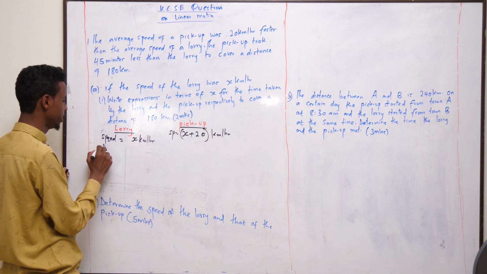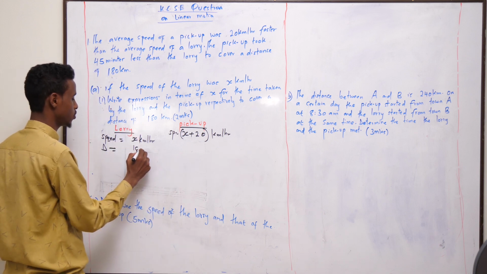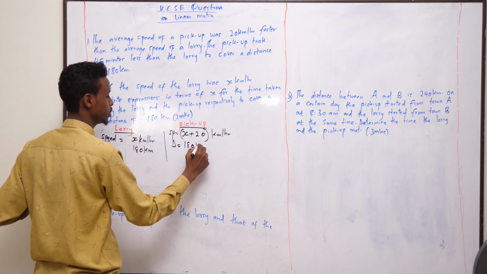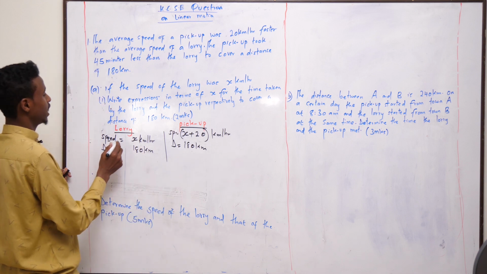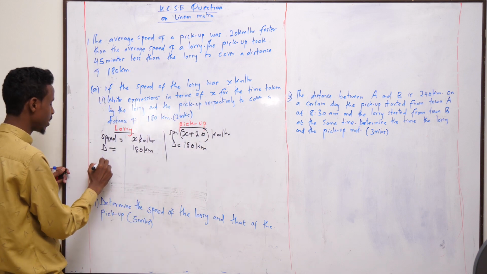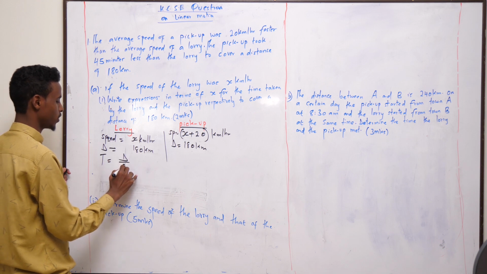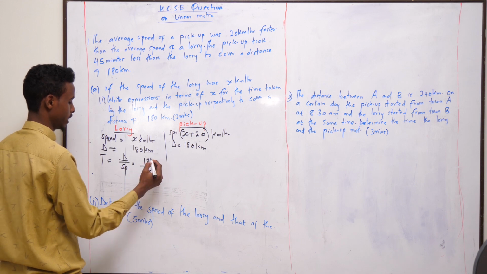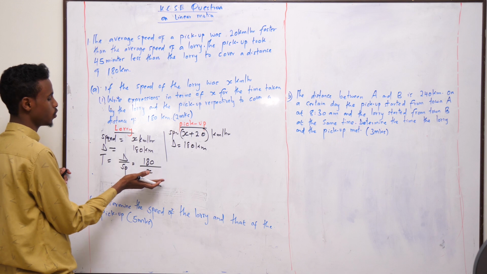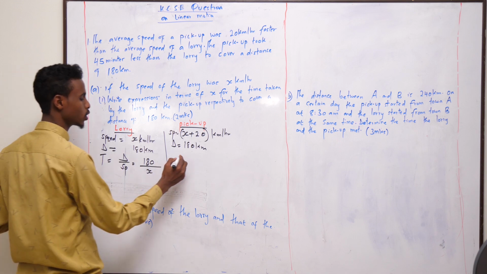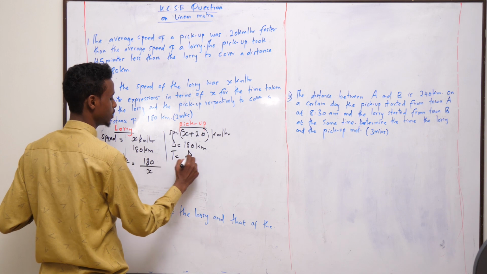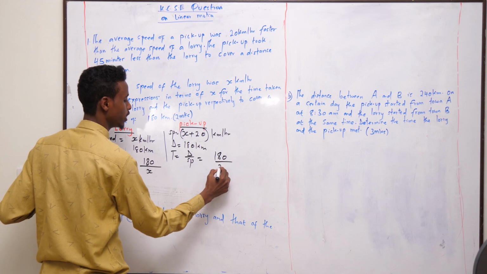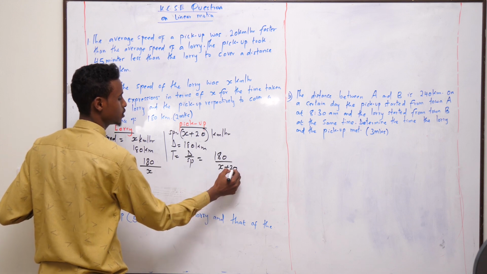Are we given the distance, D? We are given 180 kilometers, so D is equal to 180 kilometers. Now, how can we get the expression in terms of x for the time taken? Time is equal to distance over speed, and therefore it will be 180 over x, and that is the expression for the time taken by the lorry. The expression for the time taken by the pickup is 180 over x plus 20.